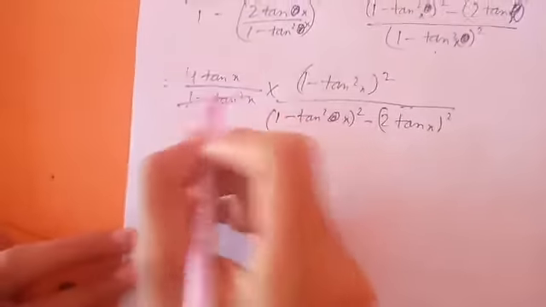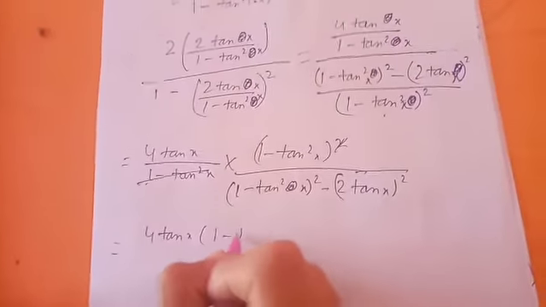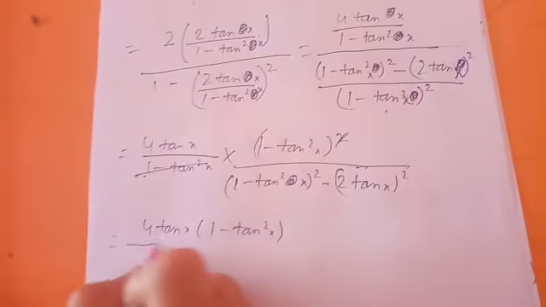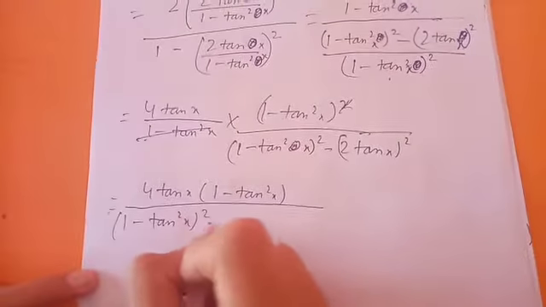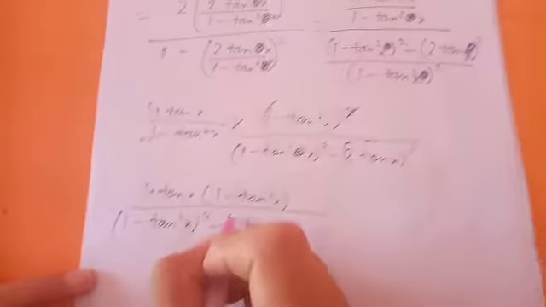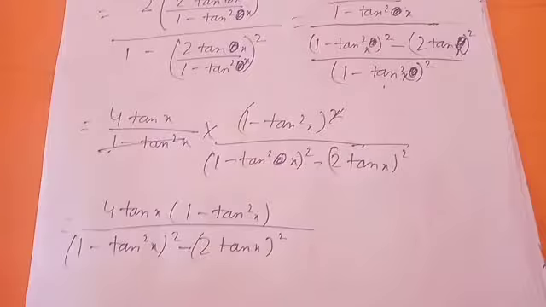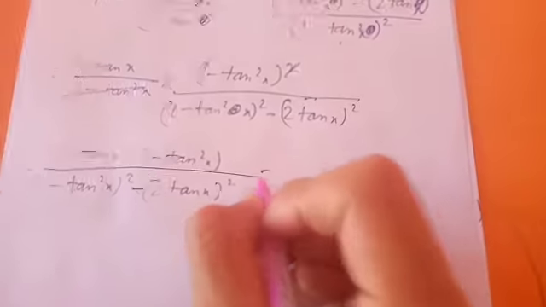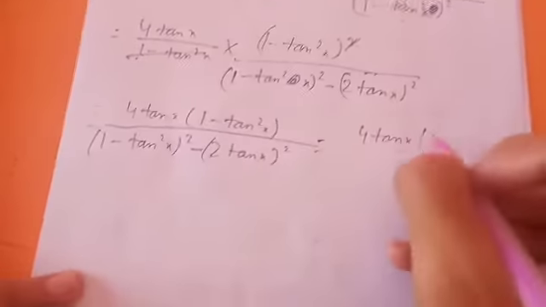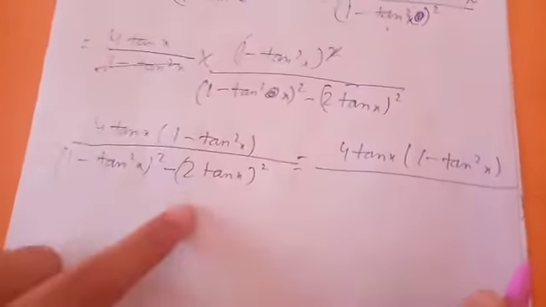Now 1 minus tangent square x cancels this square. So what we get is 4 tangent x into 1 minus tangent square x by 1 minus tangent square x whole square minus 2 tangent x whole square. Now look, our numerator is the same. Now we just have to modify our denominator, that is 4 tangent x into 1 minus tangent square x. Now we will open this square and this square also.